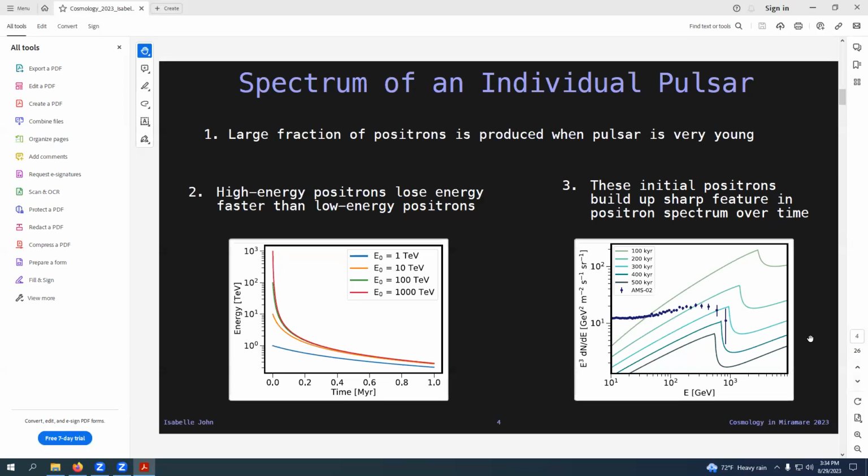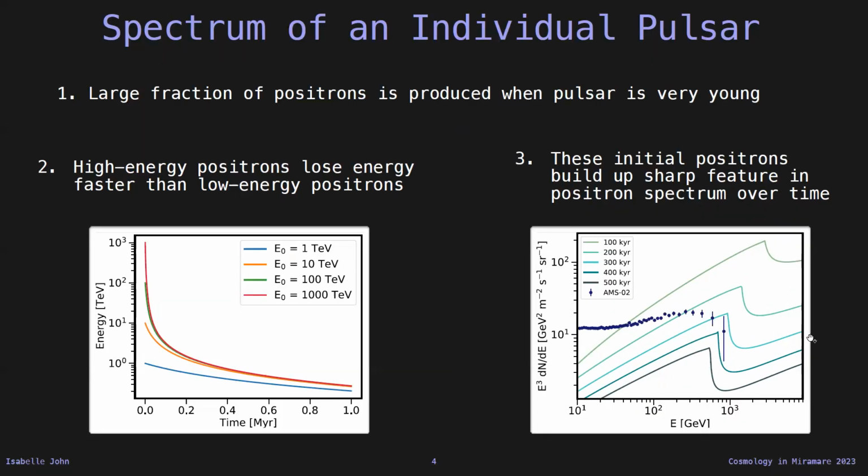Now I see how this happens. In the top one, you see that we see this feature from the pulsar, and then as the electrons have more time to cool, this feature moves to lower energies, and then these high energy electrons move up with the lower energy electrons in energy, so to speak. And this is how we build up this sharp feature, the typical feature that we get from a pulsar.